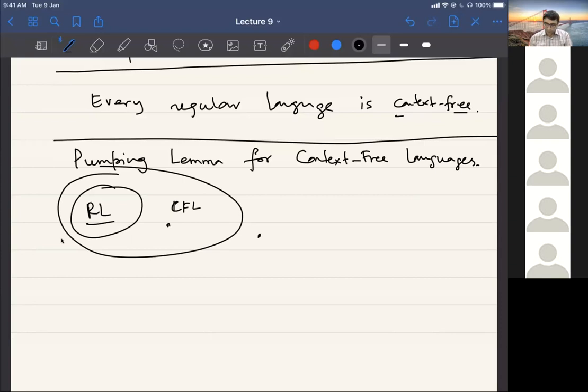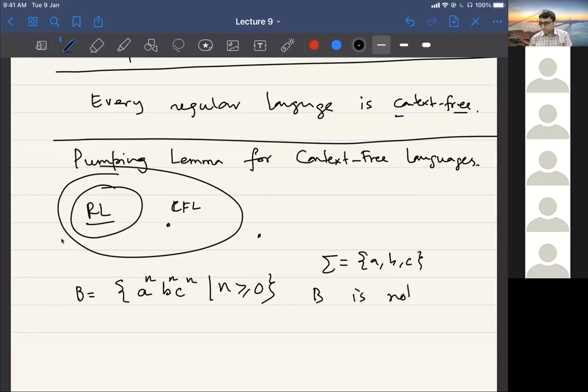Imagine there is a language B. This language B has the alphabet a, b, and c. Language B is the language of all the strings of a's, b's, and c's such that the number of a's is n, the number of b's is n, and the number of c's is n, such that n is greater than or equal to 0. My claim is that B is not CFL. Why it is not CFL, we will talk about later, but this is not CFL. So this is a language which is outside this set.